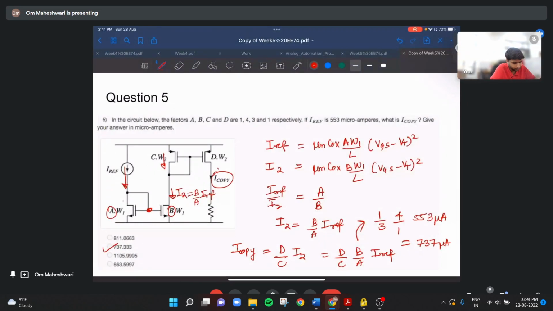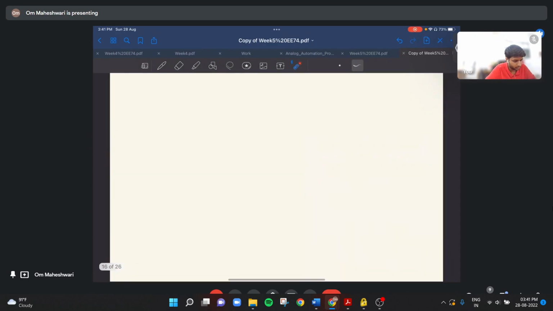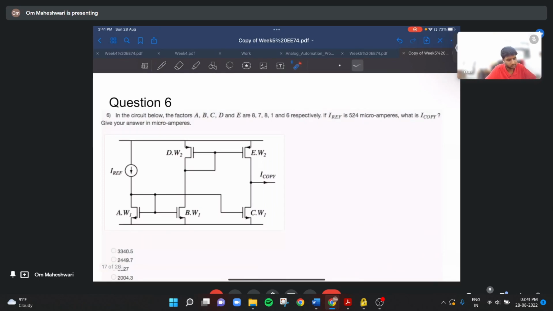So is this clear, sir? Yes. So this segment is a current mirror, and this segment is also a PMOS current mirror. Okay, so let us quickly solve this one also.